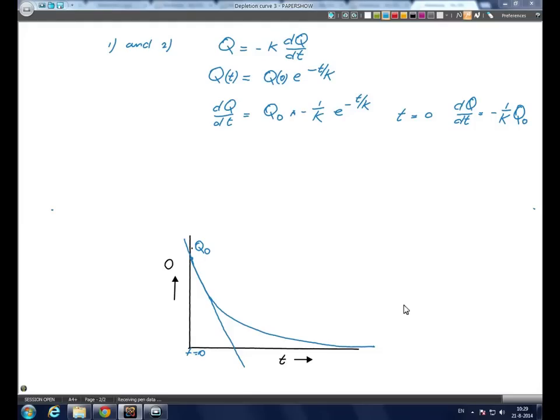So the line, the tangent at Q0, has the equation Q is minus 1 over k Q0 t plus Q0. And we can check that at Q equals 0, t is k, meaning that our tangent intersects the horizontal x-axis at t equals k.